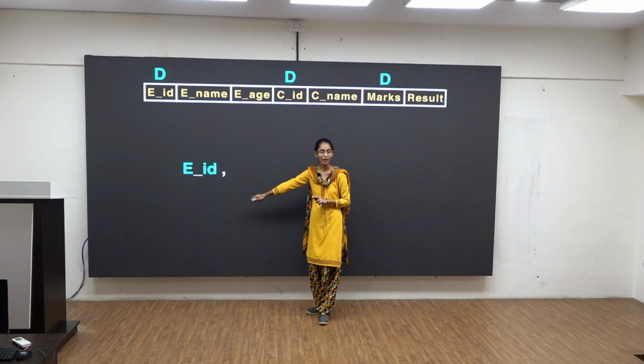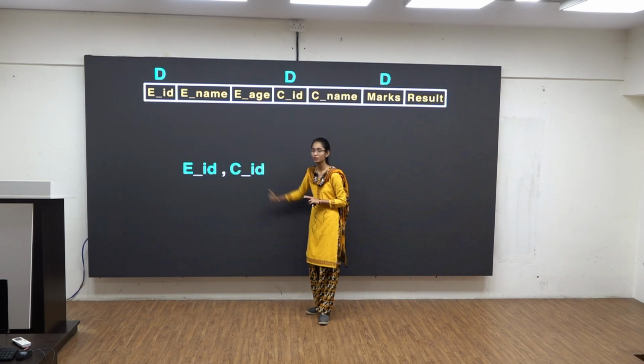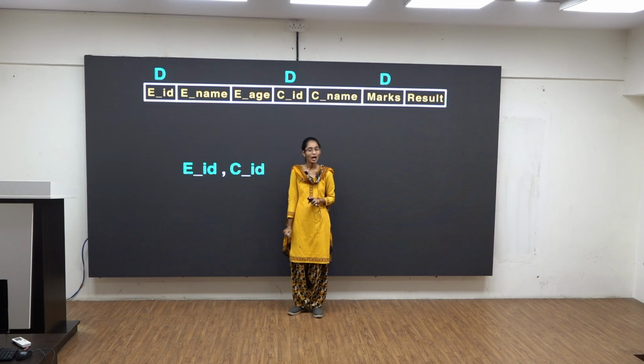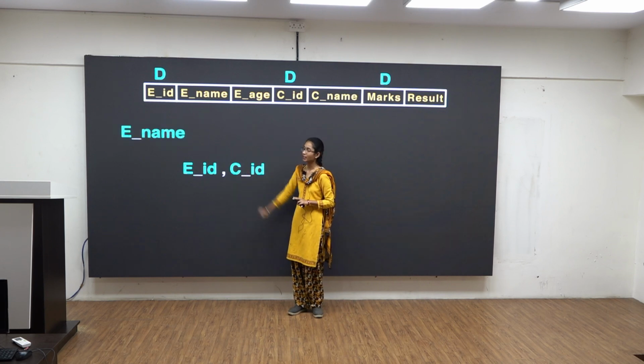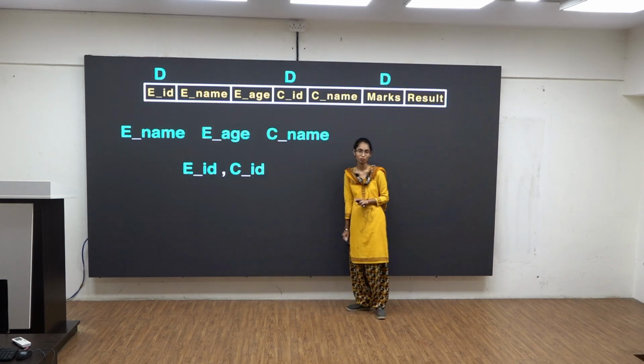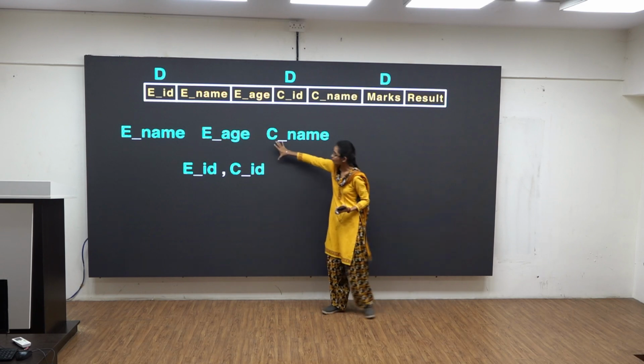Employee ID I have taken and I will be taking here the course ID. Okay, employee ID, course ID I took. At the same time, I will be taking here employee name also, and I will be taking employee age also, and I will be taking the course name also. Consider this is one table.